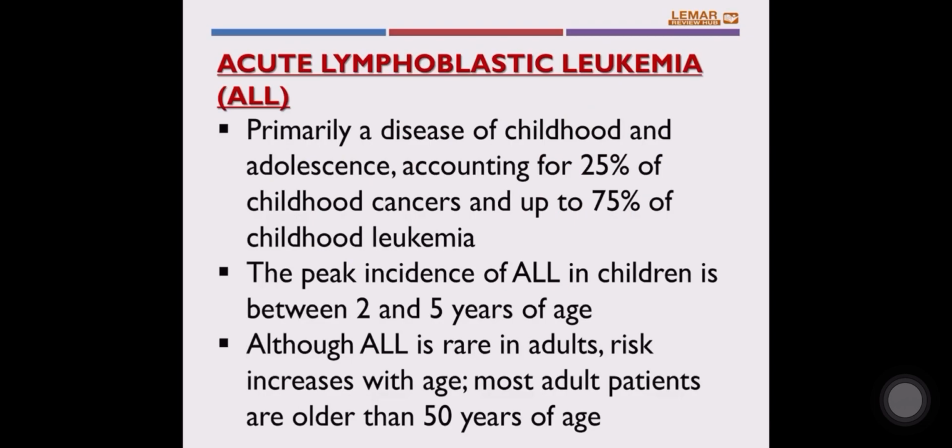Unahin muna natin yung ALL, type of acute leukemia common among children. It is primarily a disease of the children and adolescent, accounting for 25% of childhood cancer and up to 75% of childhood leukemia. The peak incidence of ALL in children is between 2 to 5 years of age. Although ALL is rare in adult, risk increases with age. Most adult patients are older than 50 years of age.